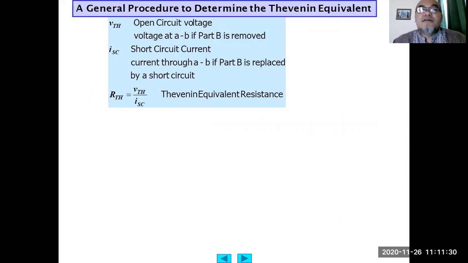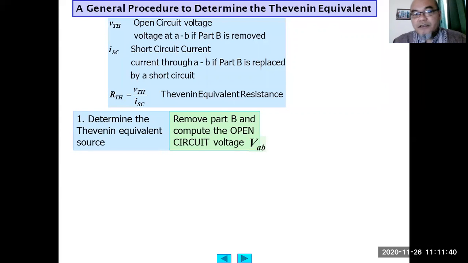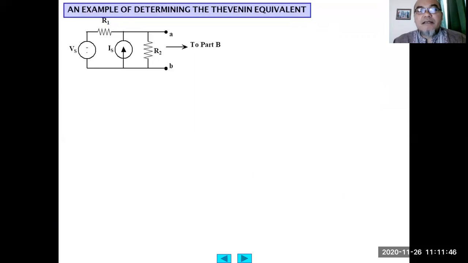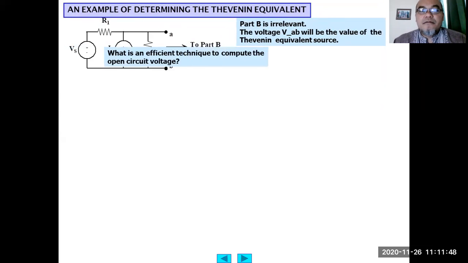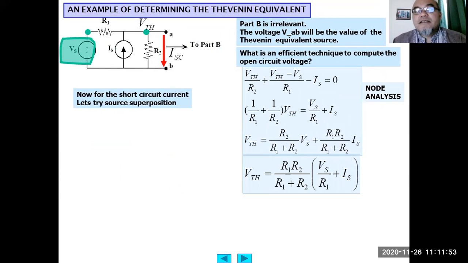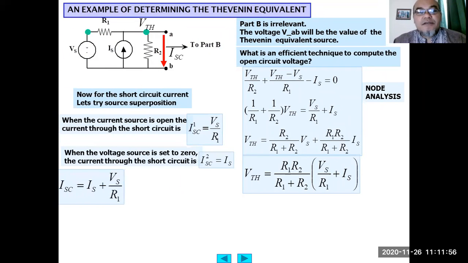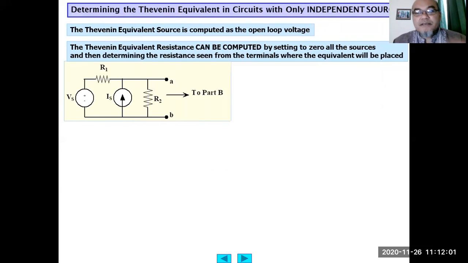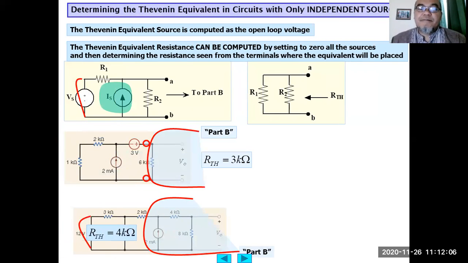And then we discussed the general procedure of determining the Thevenin equivalent: the open circuit voltage, the short circuit current, and then the Thevenin equivalent resistance. We did some examples on this, especially when there are only independent sources inside the circuit, either independent voltage source or independent current source. So this is from yesterday's example.